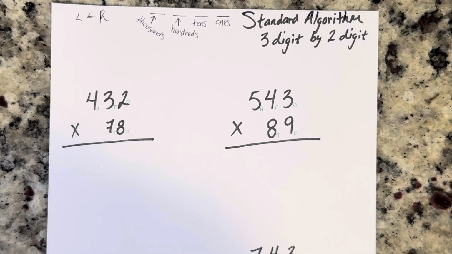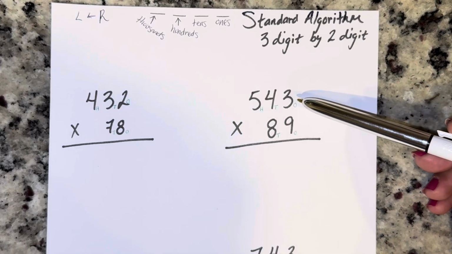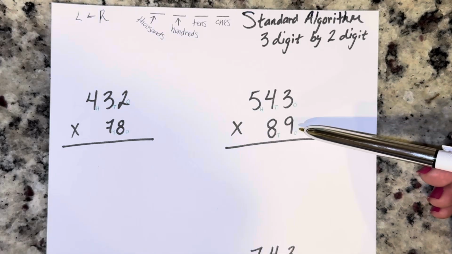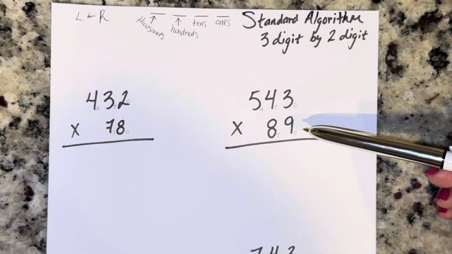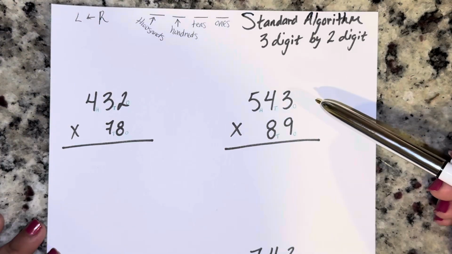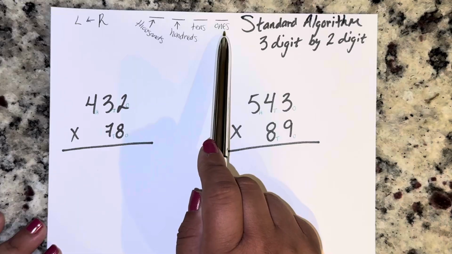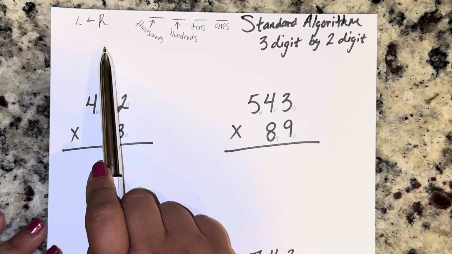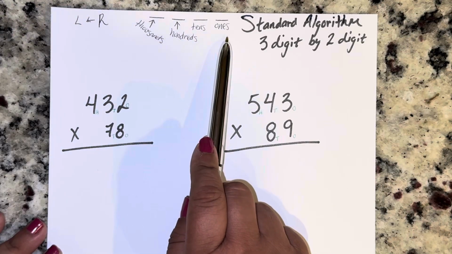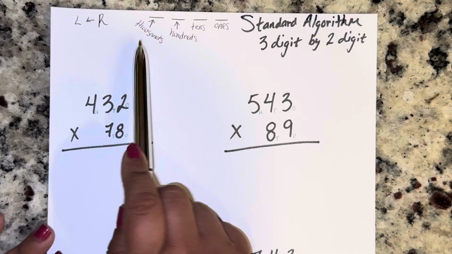We're going to multiply using standard algorithm, and we're going to do 3-digit by 2-digit, meaning we have 3 digits on the top, 2 digits on the bottom. With multiplication standard algorithm, it is important to understand that we are multiplying right to left, meaning we're multiplying our ones, tens, hundreds, so on and so forth. So we start in our ones and we multiply leftward.